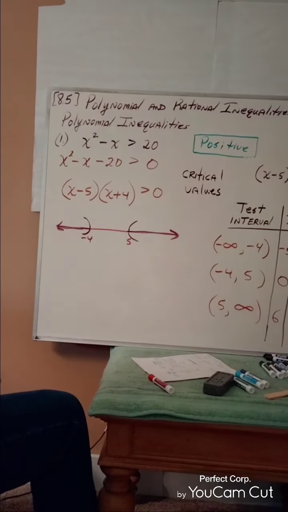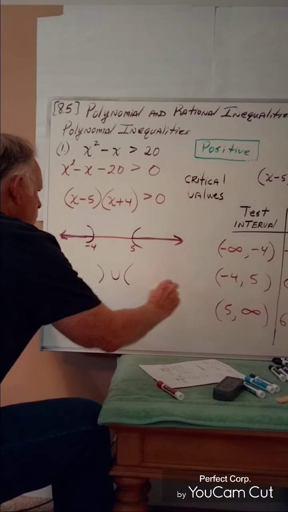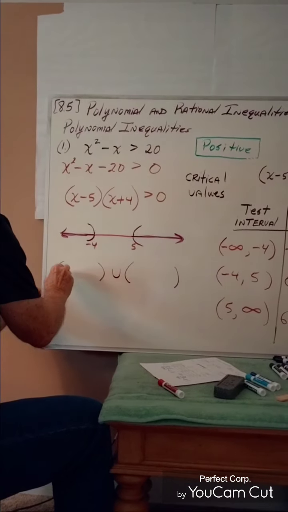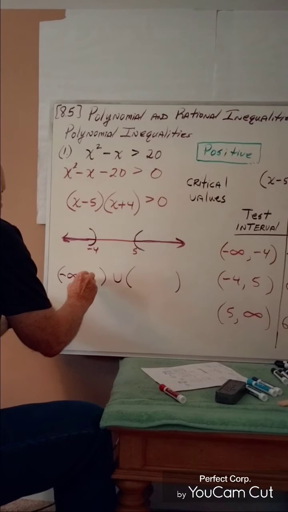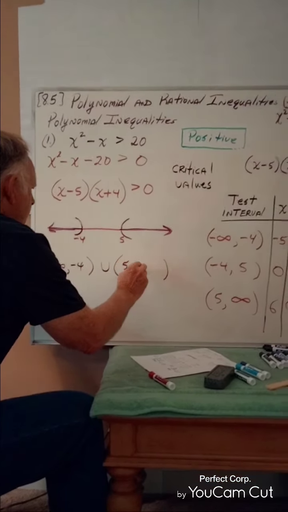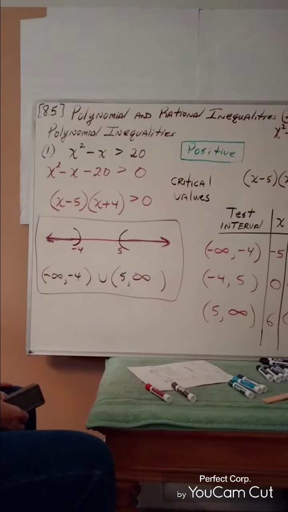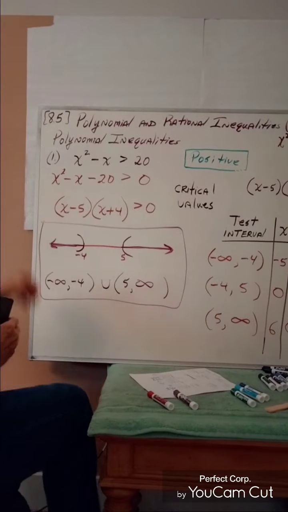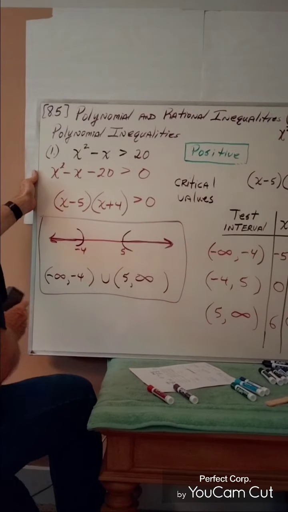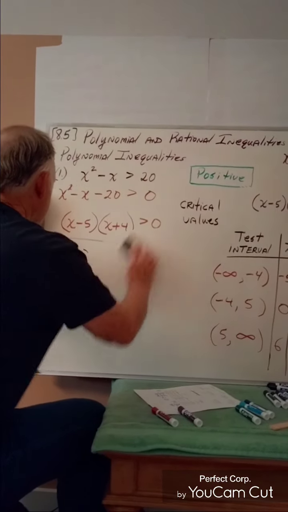Parenthesis, -infinity, comma, -4, parenthesis, union, parenthesis, 5, positive infinity, parenthesis. And this is what we're interested in seeing. That's number 1. Let's just do one other.